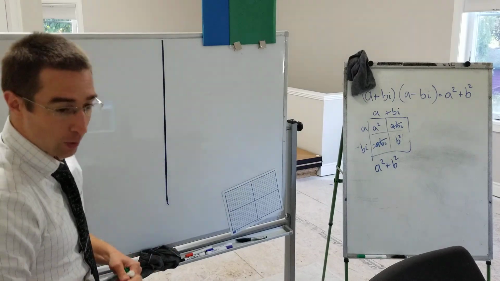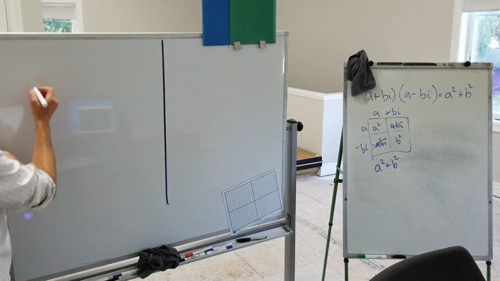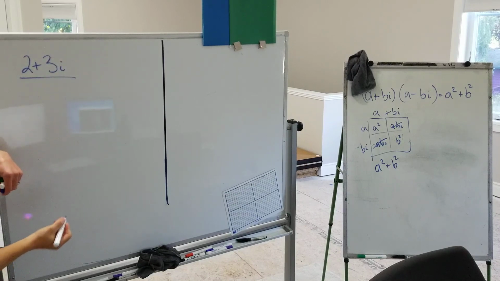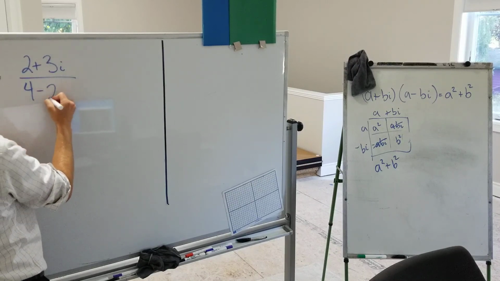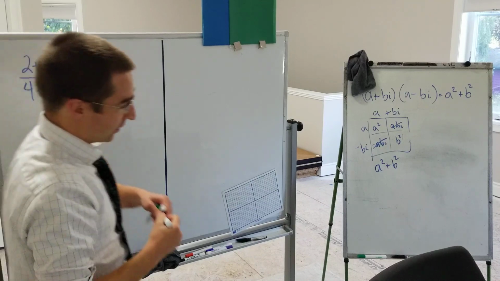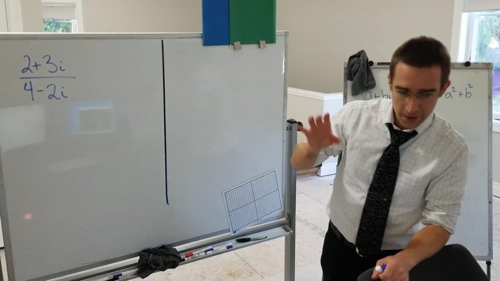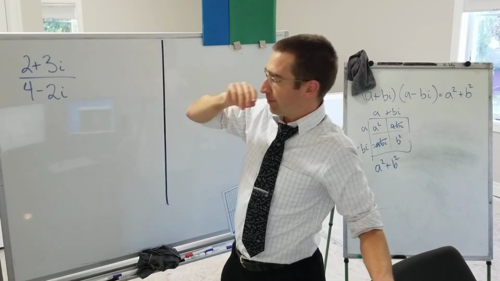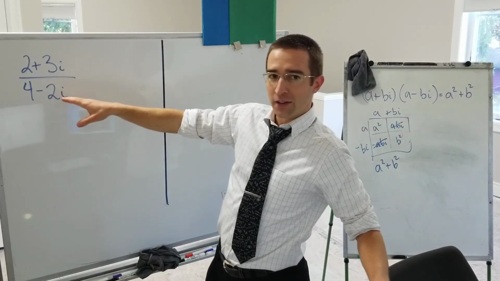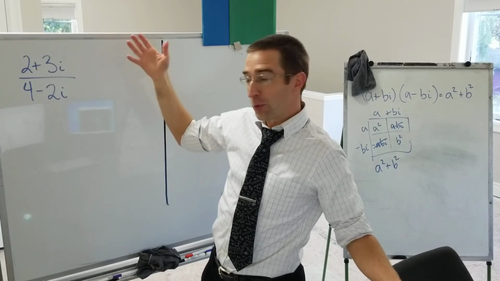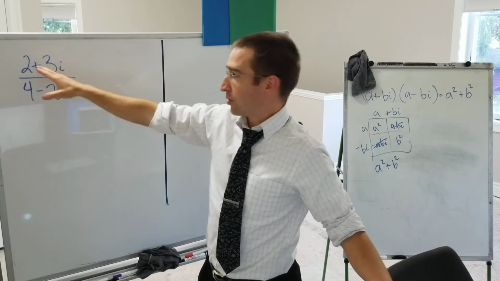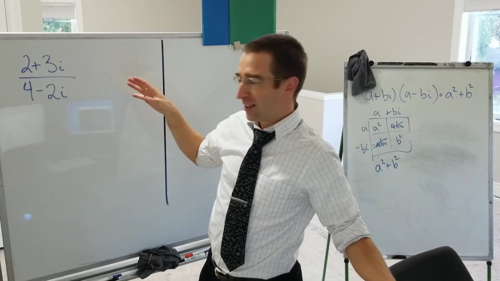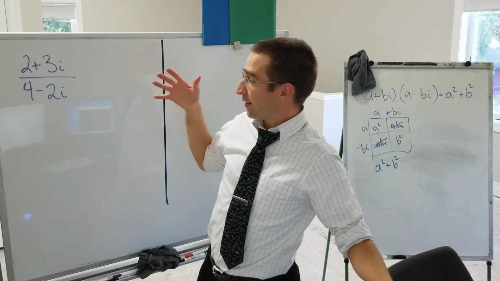All right, let's do a quotient here. So we have 2 plus 3i divided by 4 minus 2i. What I want to do here, with this, I can't split this fraction. I can't split the denominator. No matter what, there's going to be i's floating around in there. I could go 2 over 4 minus 2i plus 3i over 4 minus 2i, but no thanks.